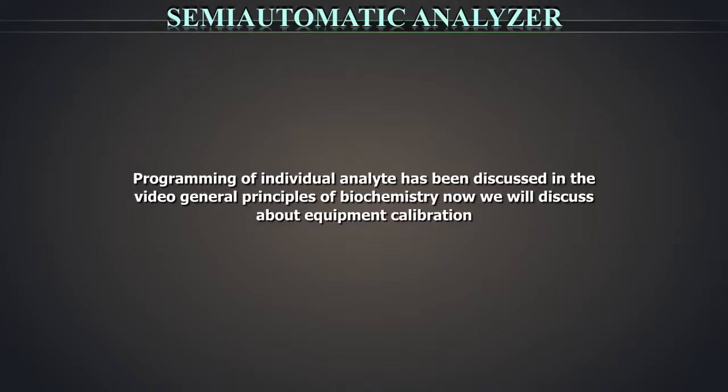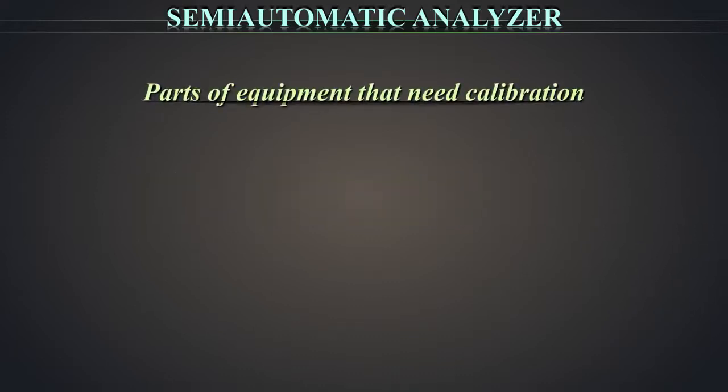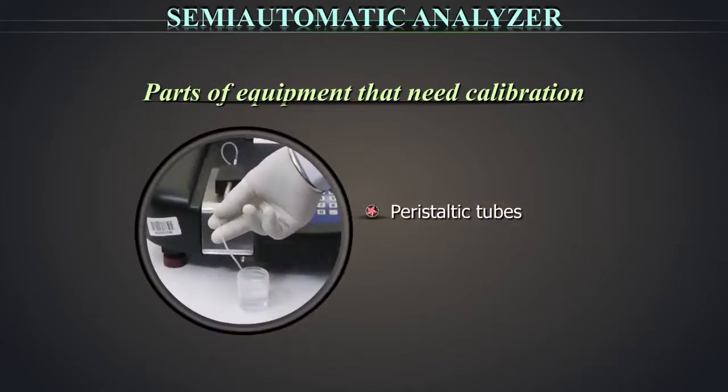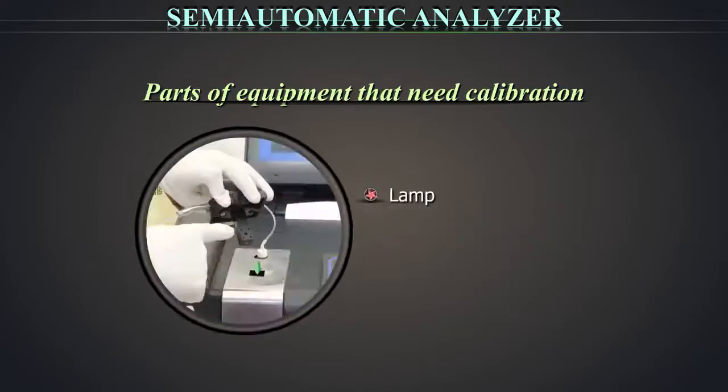Now, we will discuss about equipment calibration. Parts of this equipment that need calibration can be: the peristaltic tubes can grow weak and lose their elasticity over time. The pump that aspirates may go weak and may need readjustment. The lamp inside has a specified life, generally for 2000 hours. If you are using your equipment for 4 hours a day, the lamp will need replacement in 500 days, which is less than 2 years.